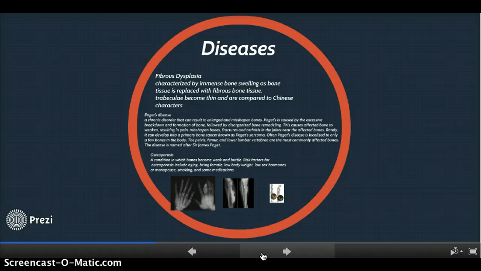Osteoporosis is a condition in which bones become weak and brittle, and risk factors for osteoporosis include aging, being a woman, low body weight, low sex hormones, menopause, smoking, and some medications. Here's an example of Paget's disease, and then here's an example of osteoporosis, even though you can't see it. We do have the picture.